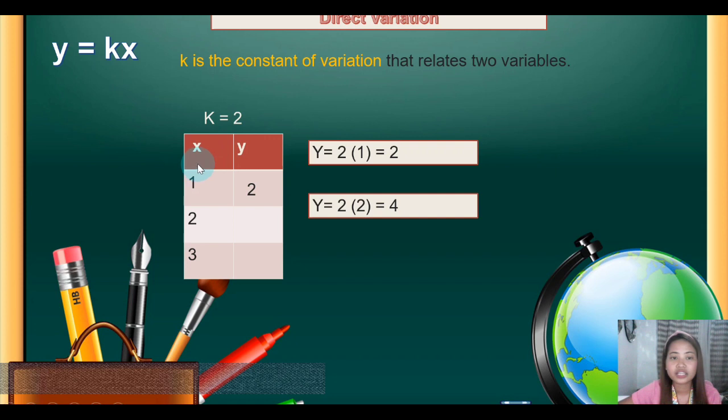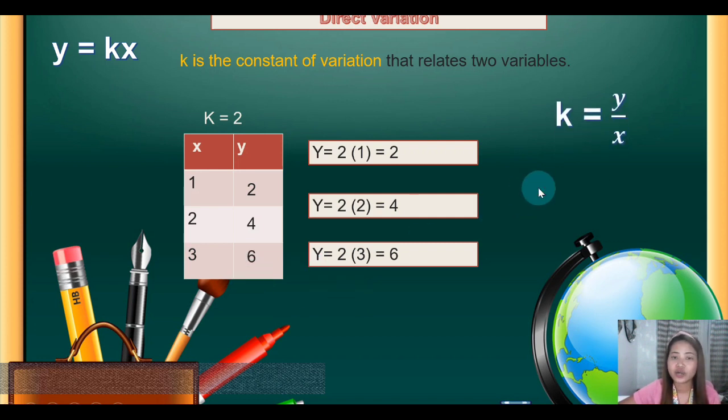2, because the value of x in the table is 2. Therefore, if you multiply the two numbers, it will become 4. The last one, we have 2 times 3 is equal to 6. So if you multiply the two numbers, it will become 6.